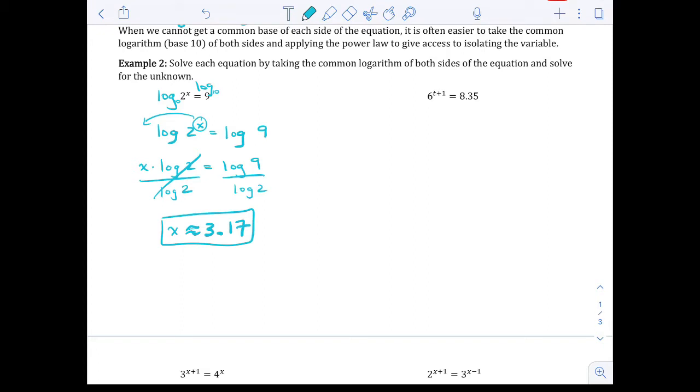6 to the power of t plus 1 is equal to 8.35. So I can't get a common base on both sides. I don't know what 6 to the power of what would give me 8.35. So what we're going to do is take the log of both sides. So I'm going to have log of 6 to the power of t plus 1 is equal to log of 8.35. Those both have base 10. And then we're going to apply that power rule. So the t plus 1 is going to come out front. So it's going to be t plus 1 times log 6 is equal to, right side's going to stay the same.